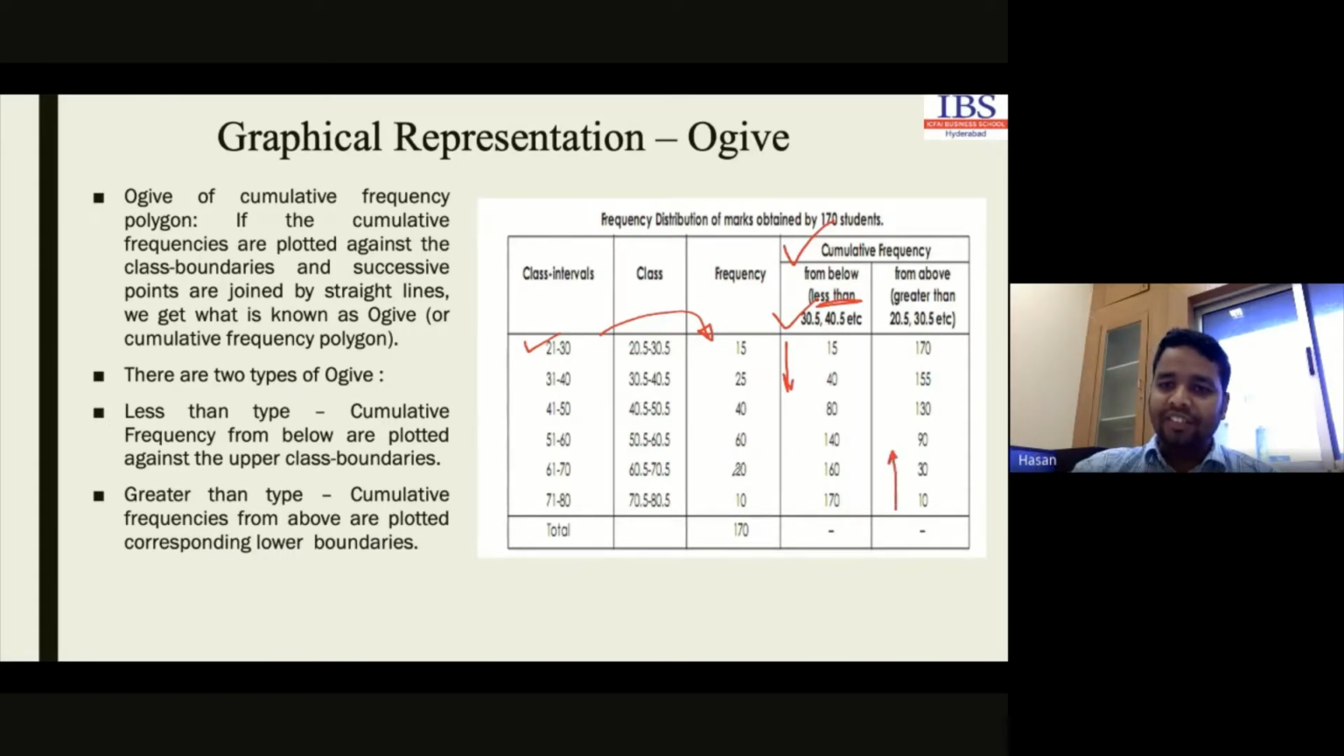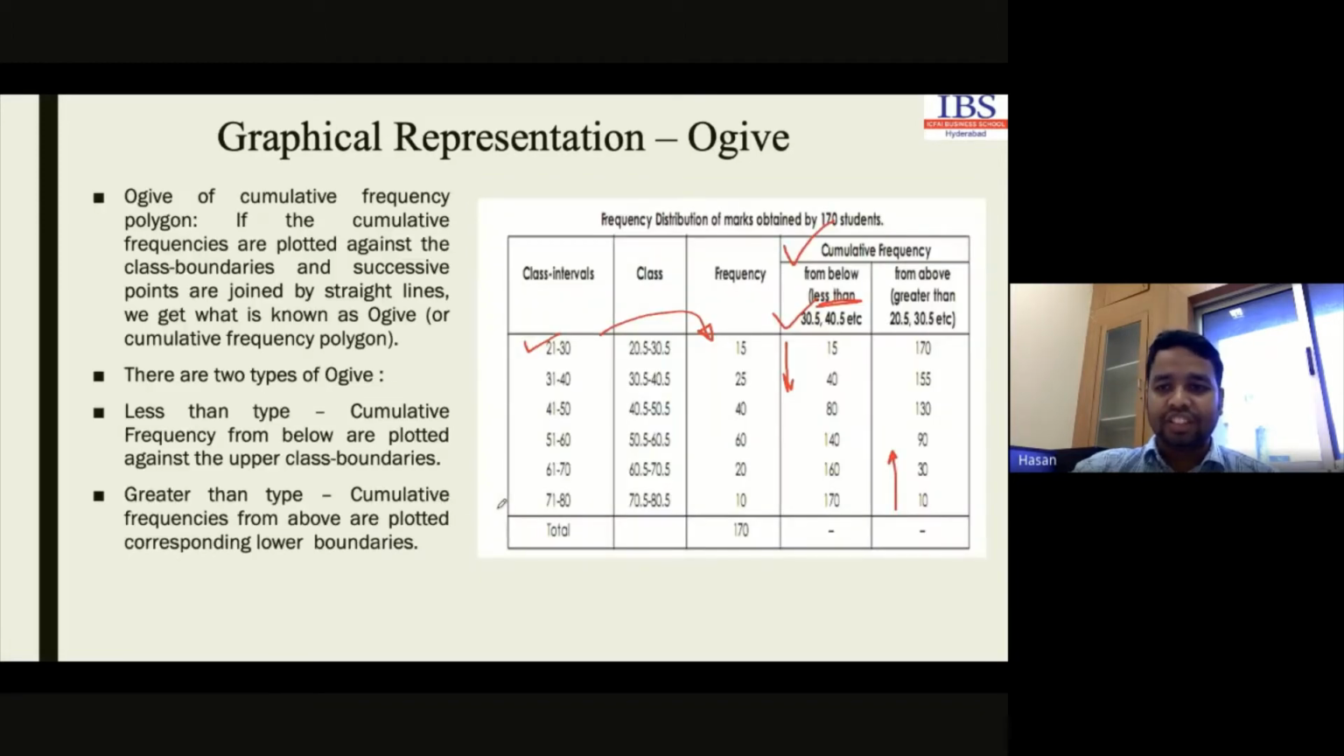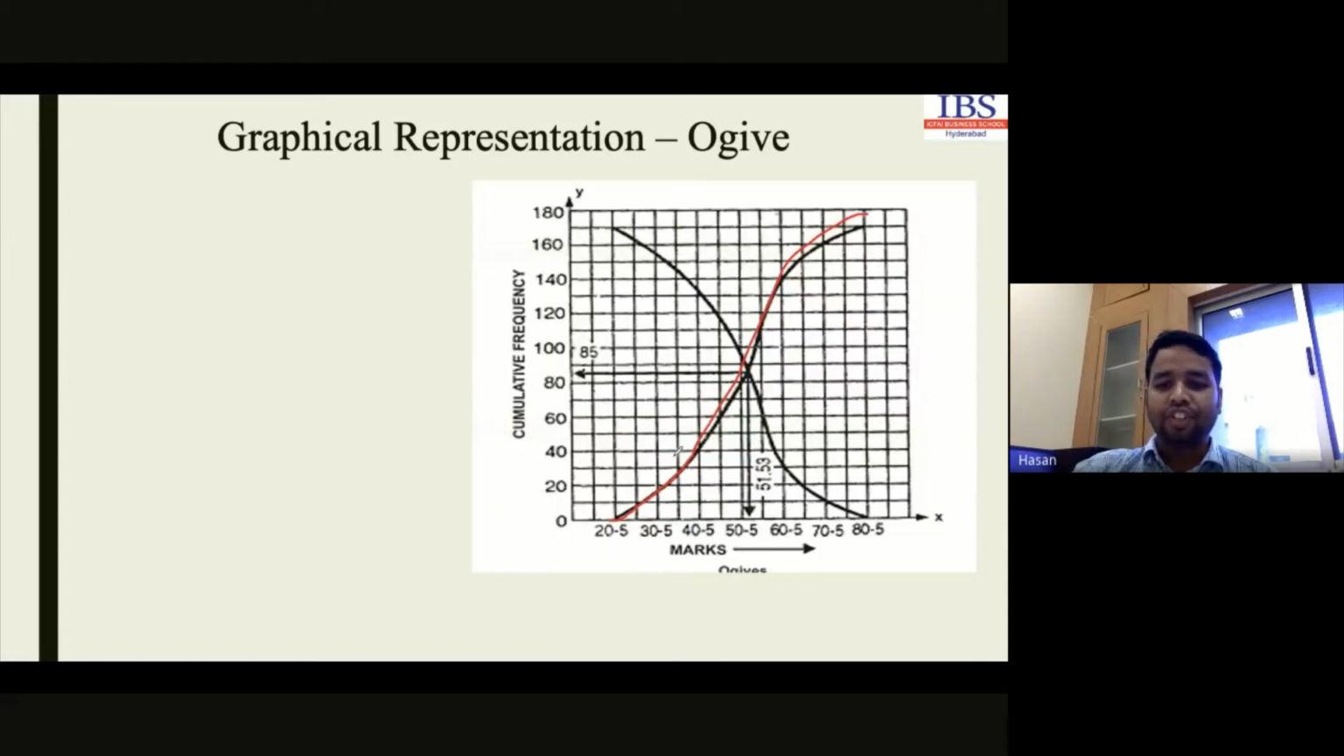Now if we plot this cumulative frequency against the class interval, it will form the ogive. Look at this image here. If we plot the less than type cumulative frequency, it will form this one. For each class we have to plot it: first class, second class, third class, fourth class, like this. Similarly, if we plot the greater than type cumulative frequency, then it will form this line, and this is known as the greater than type ogive.